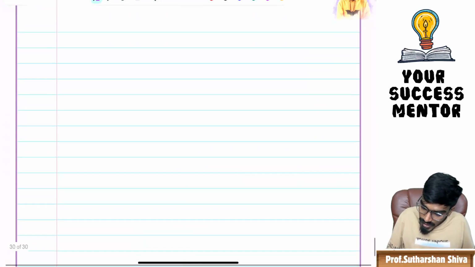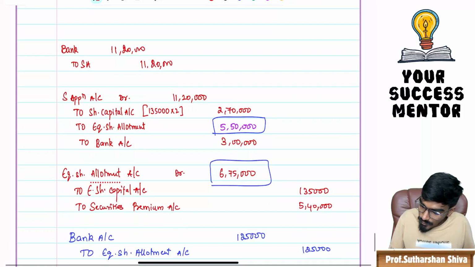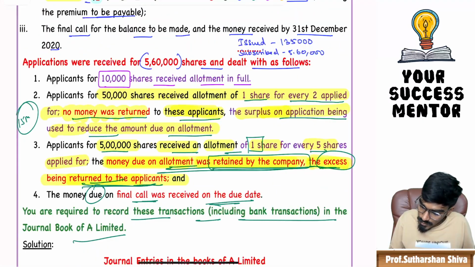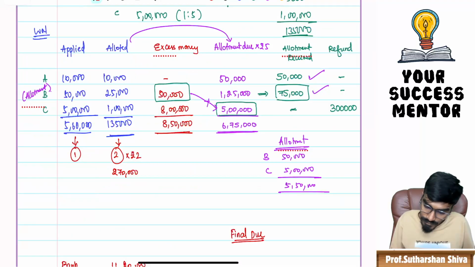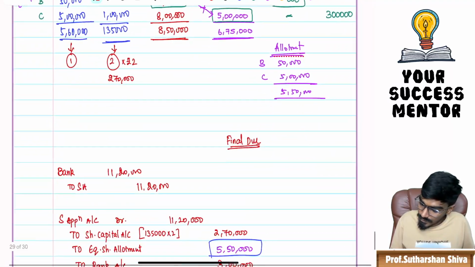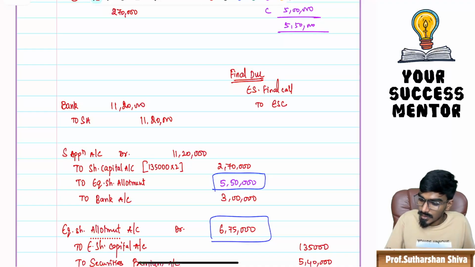Now come to the next entry. What is the next entry to be passed? Final call due. Yes, sir. First and final call due, or first call due? What is the question? Final call only, sir. Final call. The equity share final call account, equity share final call to share capital account. Sorry, sir, equity share capital. What is the value?